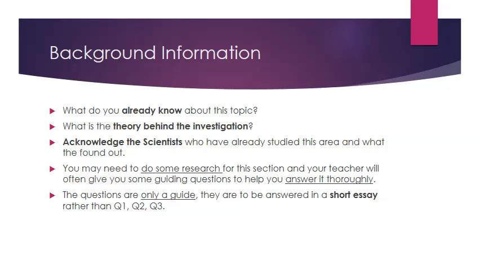So if we go back to that plant example, well, how do plants grow? What do they need? Why is light important? So you'd probably be talking about things like photosynthesis and how plants make energy from the sun. You'd acknowledge any scientists that had already studied in this area. So in your reading, you'd be explaining what they've already taught you. You might need to do some research for this section, or you might need to go back to your workbook and have a look at what the teacher had shown you.